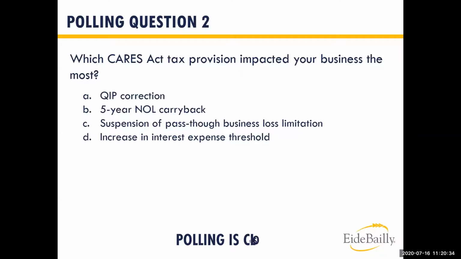With that, we are at our second polling question. Which CARES Act provision impacted your business the most? The QIP correction, the NOL carryback, the pass-through loss limits, or interest expense? I think from our perspective, at least, most people are spending their time largely on the QIP issues and the NOL carryback. There are some taxpayers who got hurt by the pass-through loss limit rules, the excess business loss limitations, and obviously they are very concerned about getting those recovered. But by and large, I think the larger issues we've seen interest in are the QIP correction and the NOL carryback.